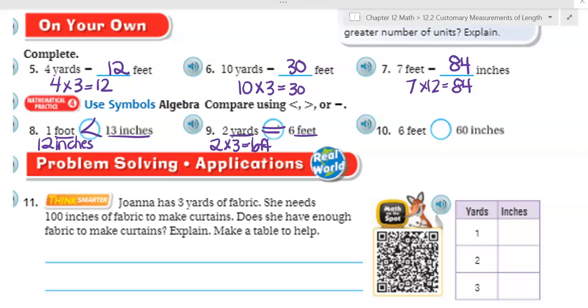And last but not least, number 10, 6 feet and 60 inches. Well, I know I can change feet into inches easily by multiplying. So I take 6 times 12 equals 72. So now I'm going to compare them. Which one's greater, 72 inches or 60 inches? 72 is greater. Okay, that concludes our math lesson for today.